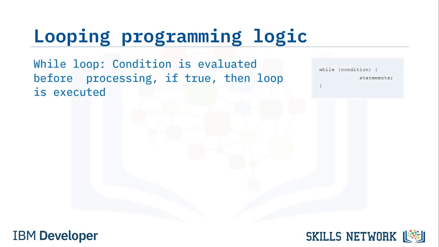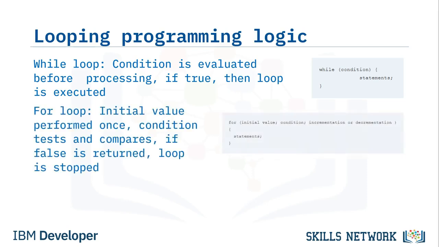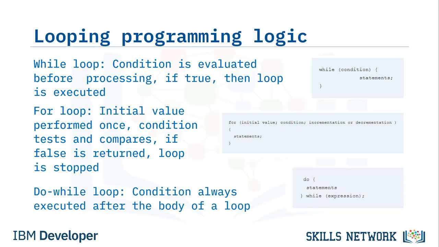In a while loop, a condition is evaluated before processing the body of the loop. If a condition is true, then and only then the body of the loop is executed. In a for loop, the initial value is performed only once. Then the condition tests and compares the counter to a fixed value after each iteration, stopping the for loop when false is returned. And in a do-while loop, the condition is always executed after the body of a loop. It is also called an exit-controlled loop.